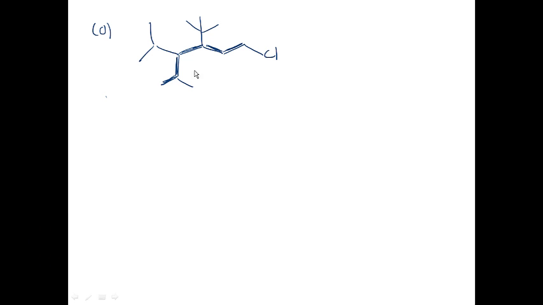So let's try another chain. Let's go 1, 2, 3, 4, 5. So 1, 2, 3, 4, 5, 6. So the red chain is 6 carbons. So it's a hexane. And how many substituents does the red group have? It has 1, 2, 3, 4, 5. So it's got 5 substituents.